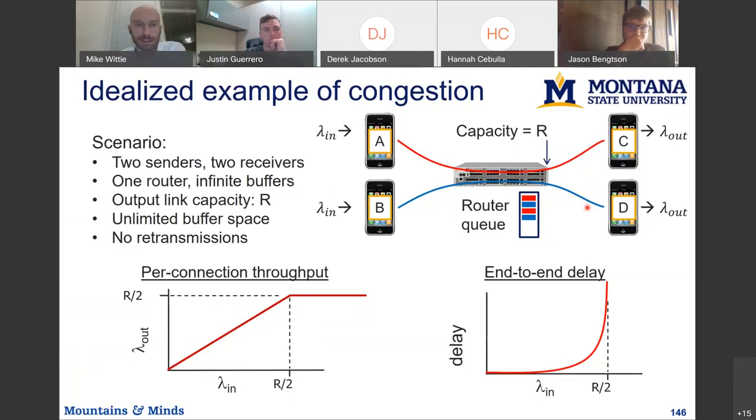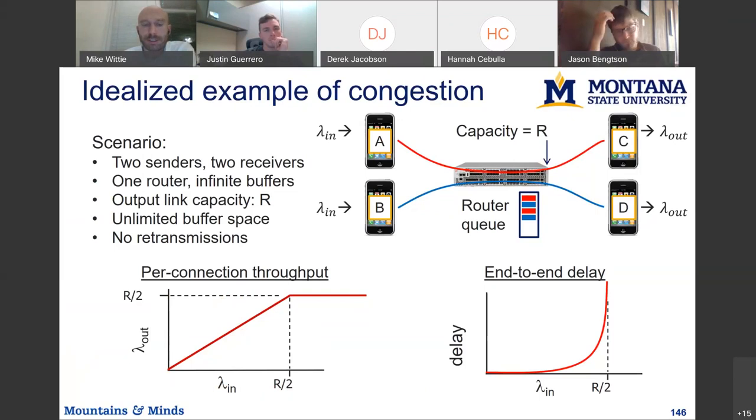Clear enough. All right, I see some nods. Great. So here's the weird thing that happens. You can increase Lambda in to whatever you want, but you will never increase the delivery rate beyond R over 2, because that's as much data as can come out of this router.